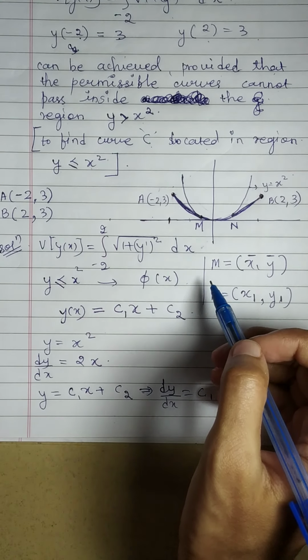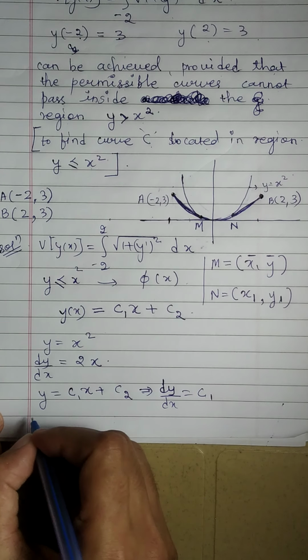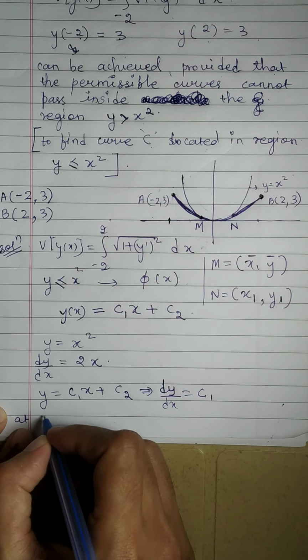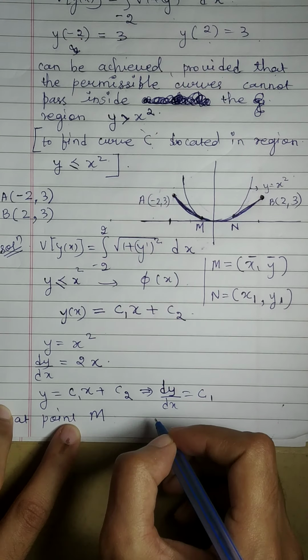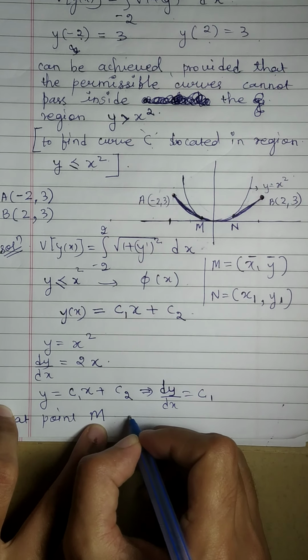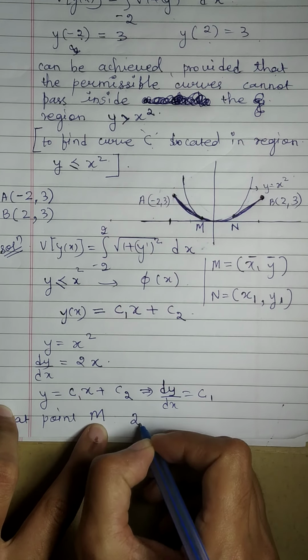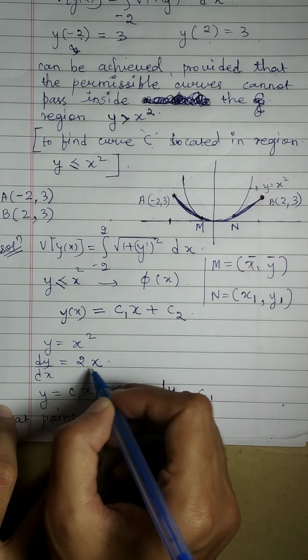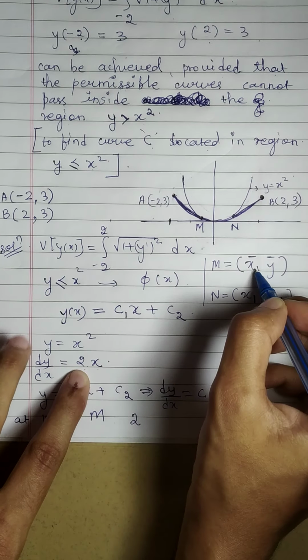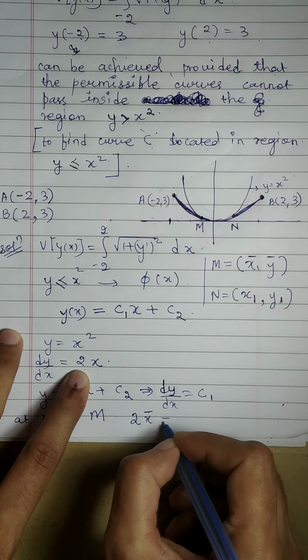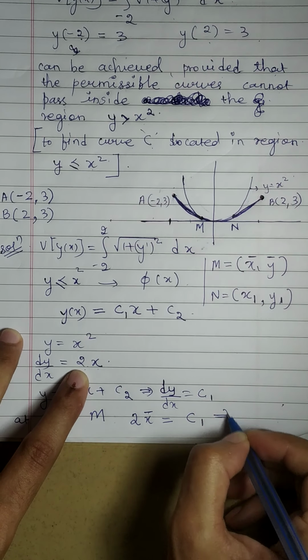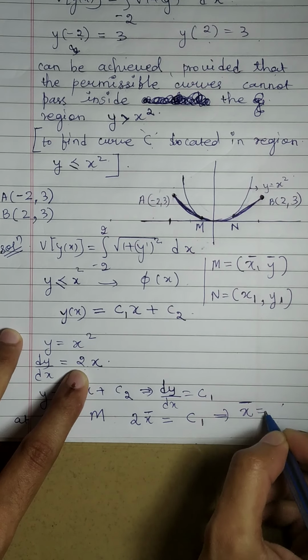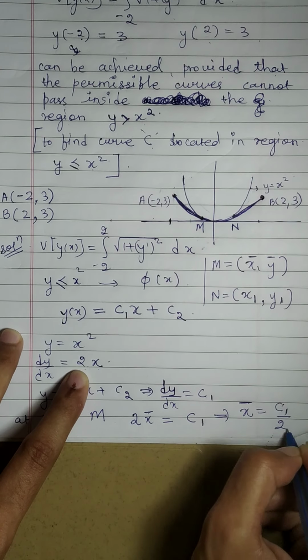We have already said that at these points they will have a common tangent. Therefore at point M we get 2 into x bar equal to c1, that implies x bar will be c1 by 2.